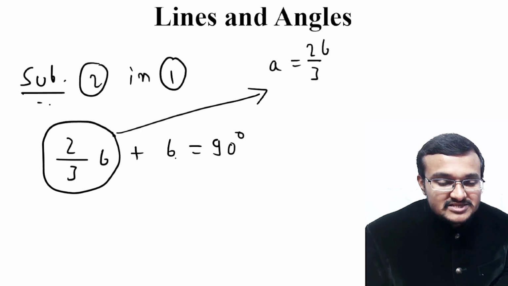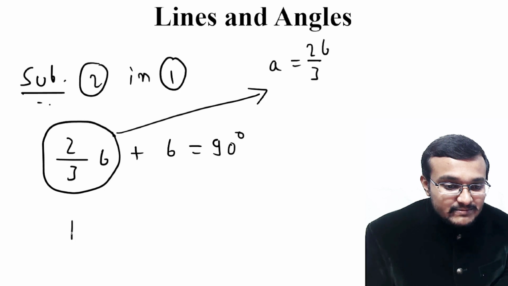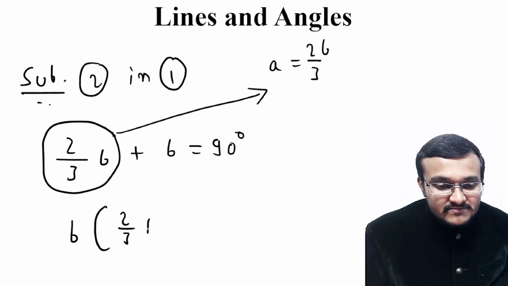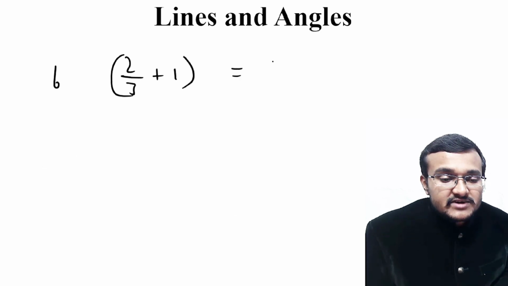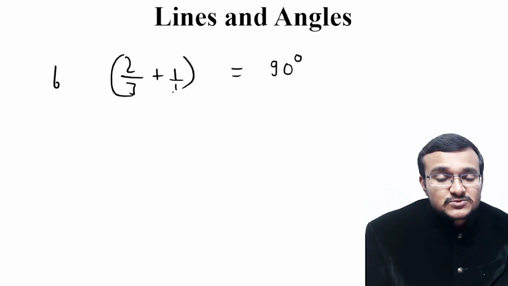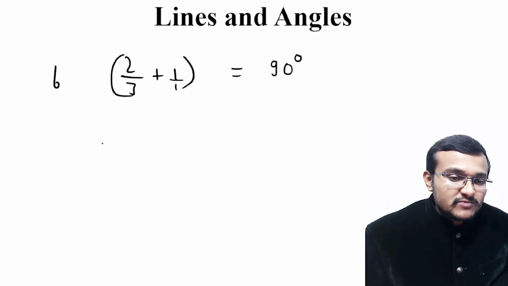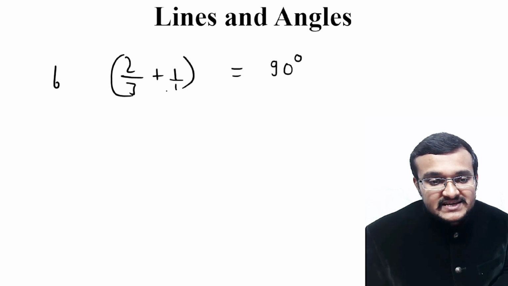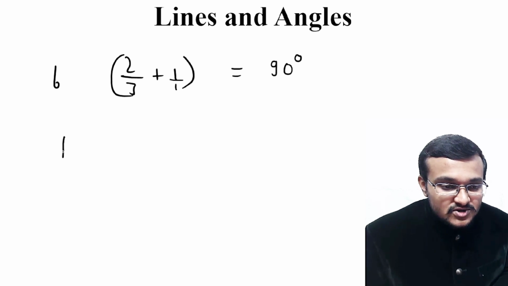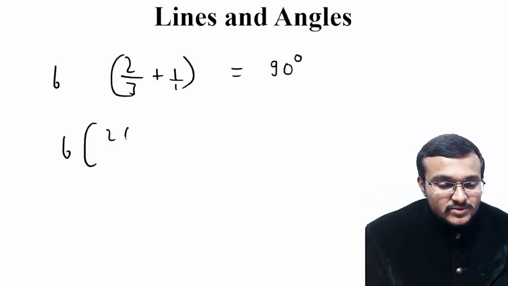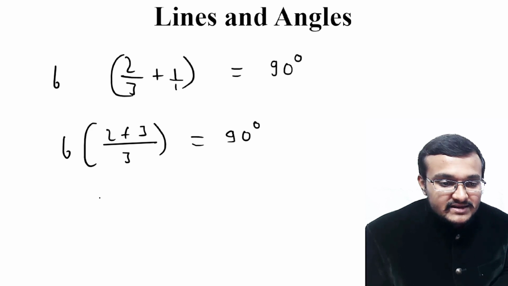So 2 by 3 B plus B, here in both of them you can take B as common. So 2 by 3 plus 1 will be remaining, which is equal to 90 degree. So here we have B into 2 by 3 plus 1 is equal to 90 degree. Now you can take LCM. This is 1 means it is 1 by 1. So by default in the denominator 1 will be there. So when you take LCM of 1 and 3, it is 3 only. So straight away you can do the addition of these two fractions. So 2 plus 3 by 3 is equal to 90 degree.